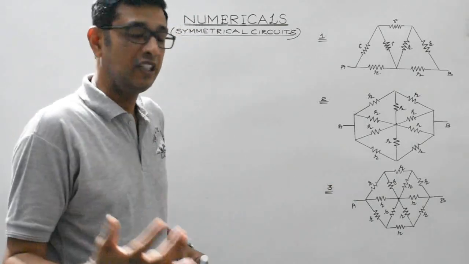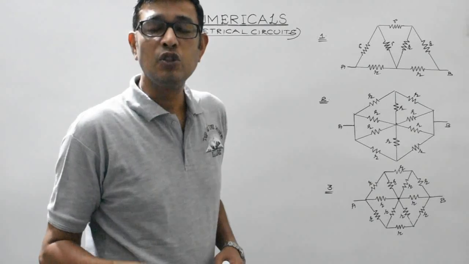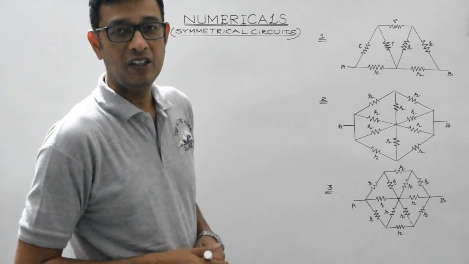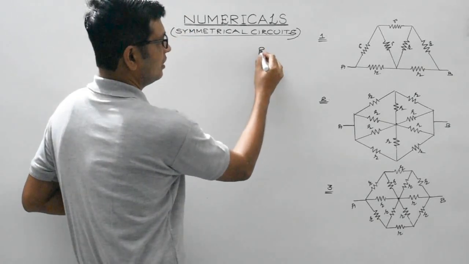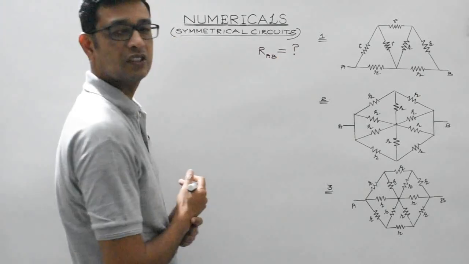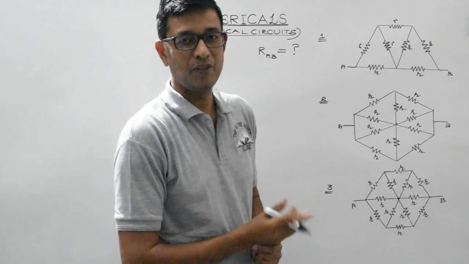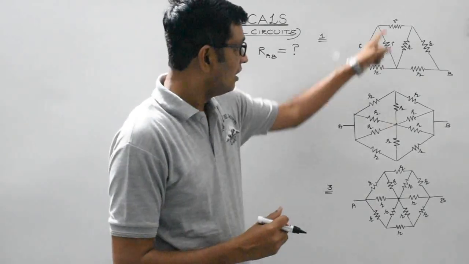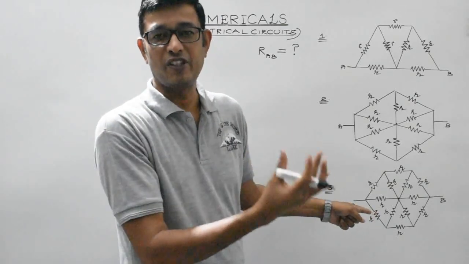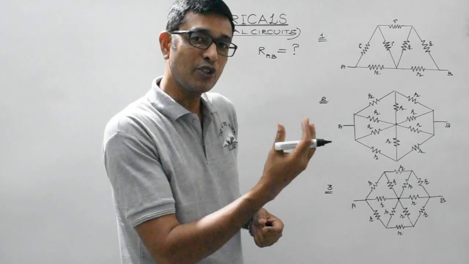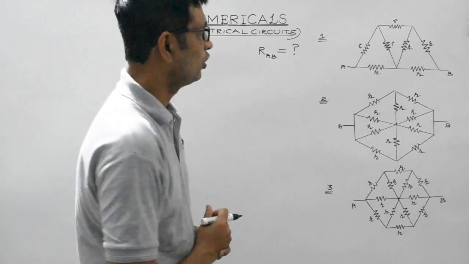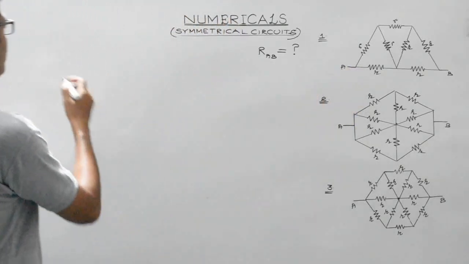Now our objective in each of these three cases would be to find out the resultant resistance between the points A and B. So this is our main aim. In each of these three questions we are supposed to find out the effective resistance between the points A and B. And why am I saying these to be symmetrical circuits? They have mirror symmetry. Mirror symmetry means one part of the circuit is the mirror image of the other part, isn't it?